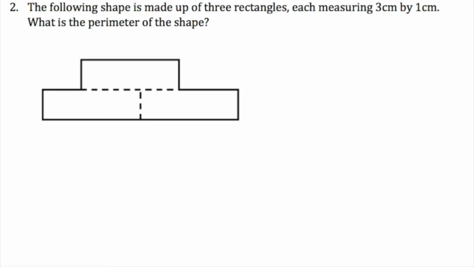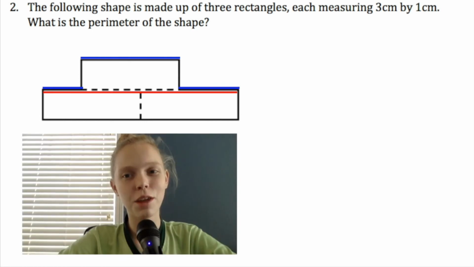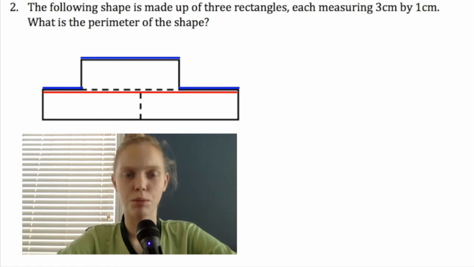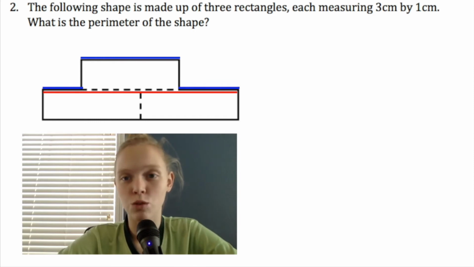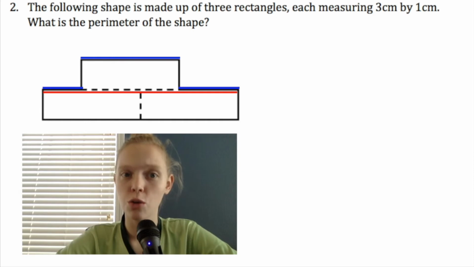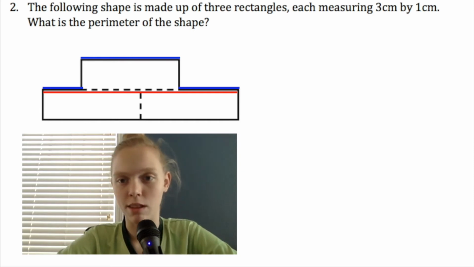Number 2. The following shape is made up of 3 rectangles, each measuring 3 centimeters by 1 centimeter. What is the perimeter of the shape? The thing that you really had to see in order to get the answer to this question is that the blue lengths, the sum of them, is equal to the red length, right? Whether or not that top block is there, the total length across the top of the figure is going to be the same. So even though we don't know what the individual lengths of those blue lines are, we do know that they equal the length of the red line.